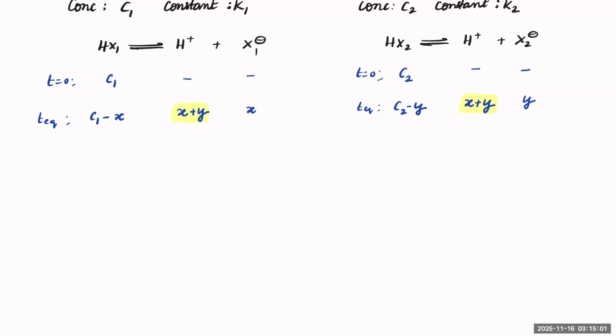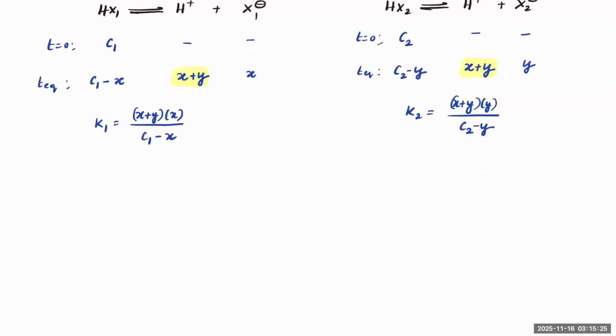Clear, everyone? Now notice K1 this time will be equal to (X plus Y), which is the product concentration, into X divided by (C1 minus X). Similarly, K2 will be equal to (X plus Y) into Y divided by (C2 minus Y). This will be the concentration.